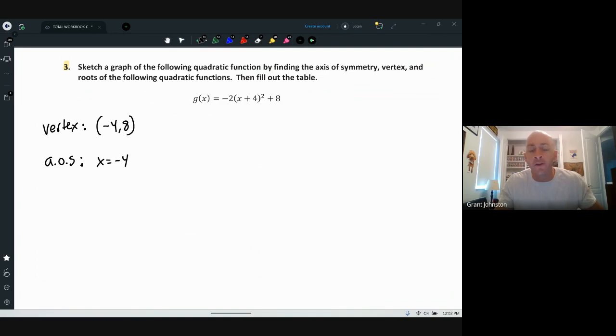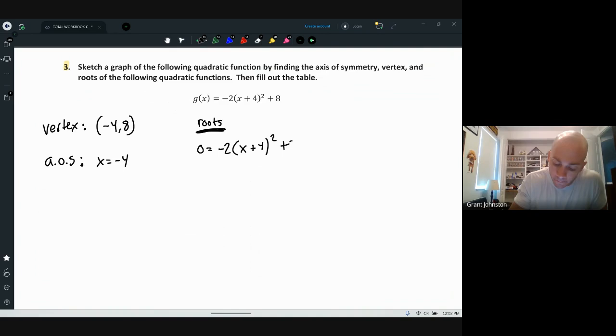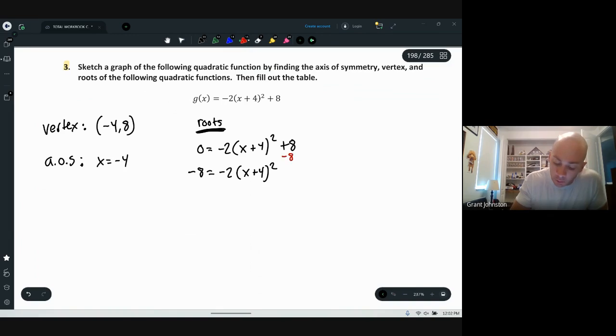I've got to figure out where it crosses the x-axis because that's going to help us determine those positive and negative intervals. So I'm going to set this equal to 0. I'm trying to get the roots now. So set it equal to 0. And then solve this. So I'm going to subtract 8 from both sides. I'm going to have negative 8 equals negative 2 times (x plus 4) squared. Let me show the full work, actually. So I'm going to subtract 8. Let me just show the steps.